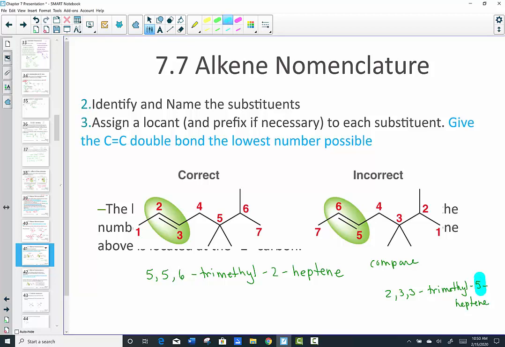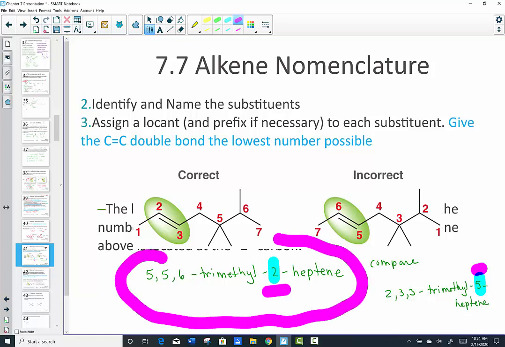The priority is coming from the double bond location first. And so clearly we see that 2 is a lower number than a 5, so this wins. Not based on the substituent branches, but lowest number to the double bond, and then let all the other numbers fall into place.